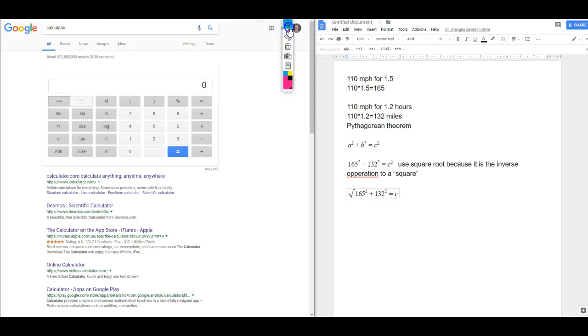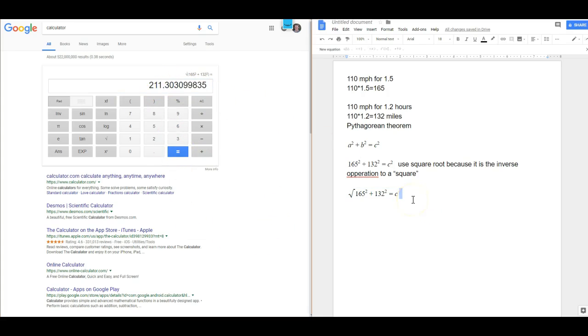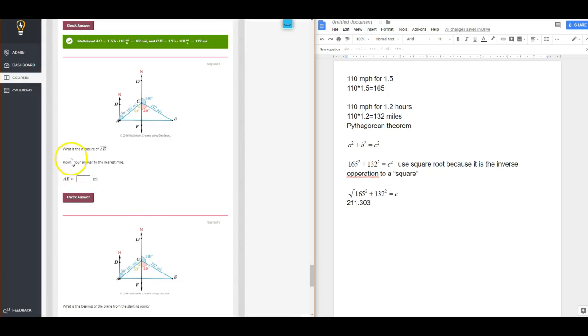So we would type into our calculator the square root of 165 squared plus 132 squared. Close parentheses. And it's 211.303. So when we come back, it says round your answer to the nearest mile. Since this is less than 5, this is 211 miles.